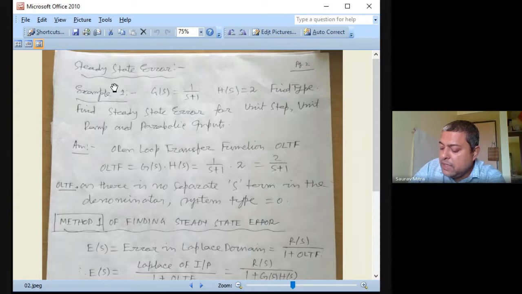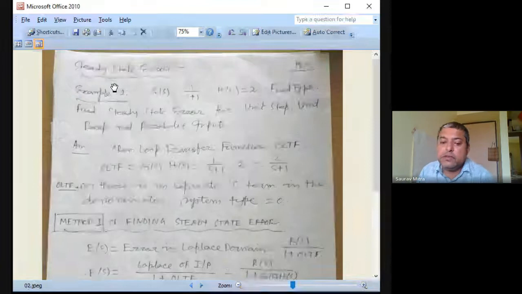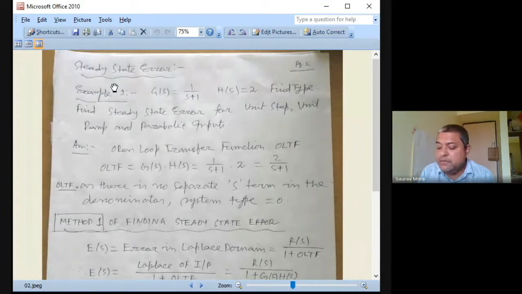define type 0, type 1 and type 2 OLTF, like this. So this is the first job, define type 0, type 1 and type 2 OLTF. In this numerical, we have defined type 0 G(s)H(s). I have already started experiment number 6 explanation. In this experiment we have taken type 0 G(s)H(s) as 2 divided by s plus 1.